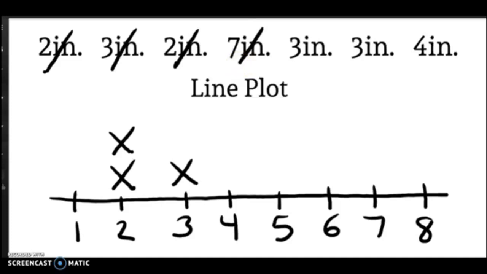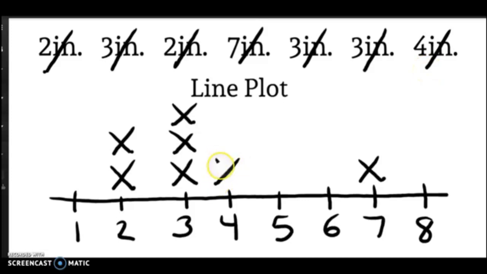So now I have a 7-inch toy. I need to come all the way over here on the right side of my line plot to show the height of that toy. I have another toy that's 3 inches tall. And now another toy that's 3 inches tall. And my last toy is only 4 inches tall. I'll put that here above the 4. And now I've included all of my data.